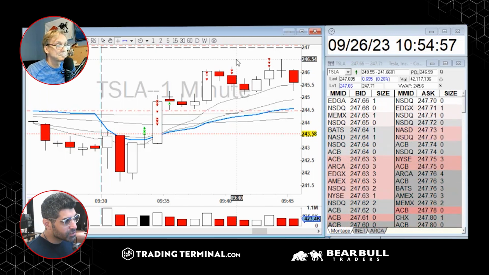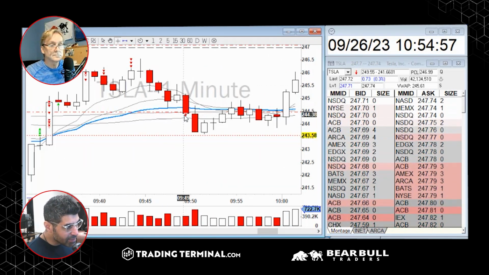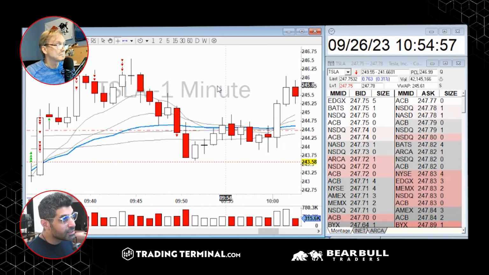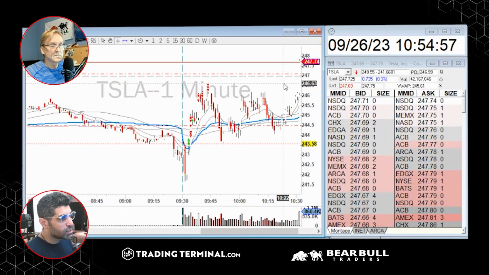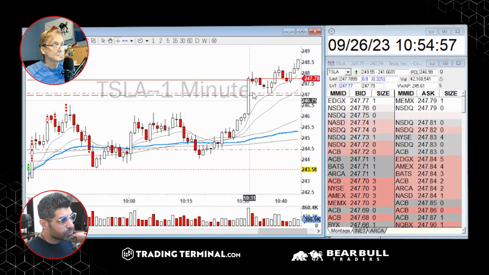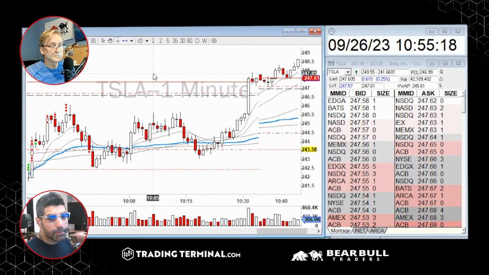I was hoping to get to the previous day close, but it really didn't get there, and I got stopped out at break even. It came back up and did eventually go up to the previous day close. So when you see here, yeah, there you go. It really broke up to the previous day close, but I just didn't stay in there.